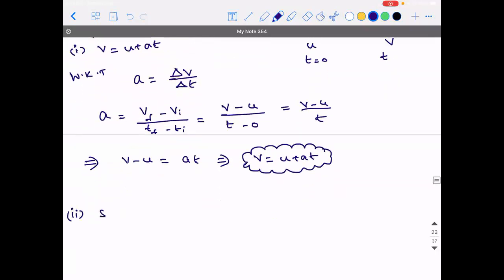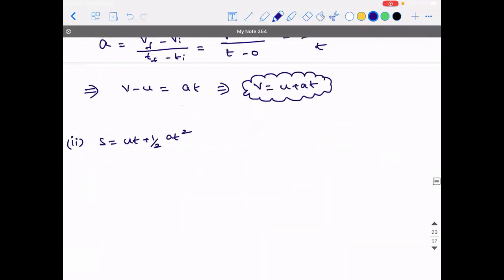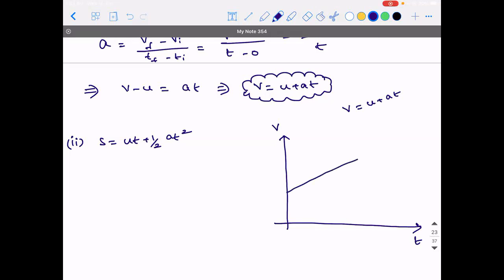Secondly, for S is equal to ut plus half AT square, I'm going to consider a graph like this. Time and velocity. Okay, time is always taken on x-axis, velocity always on the y-axis. Okay, so we know the equation that v is equal to u plus AT. So how is the graph for this? It will be a straight line which is starting from this point.